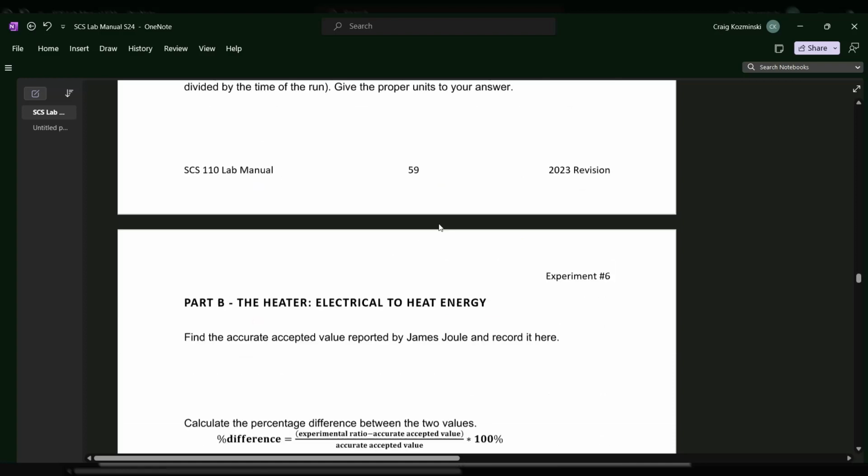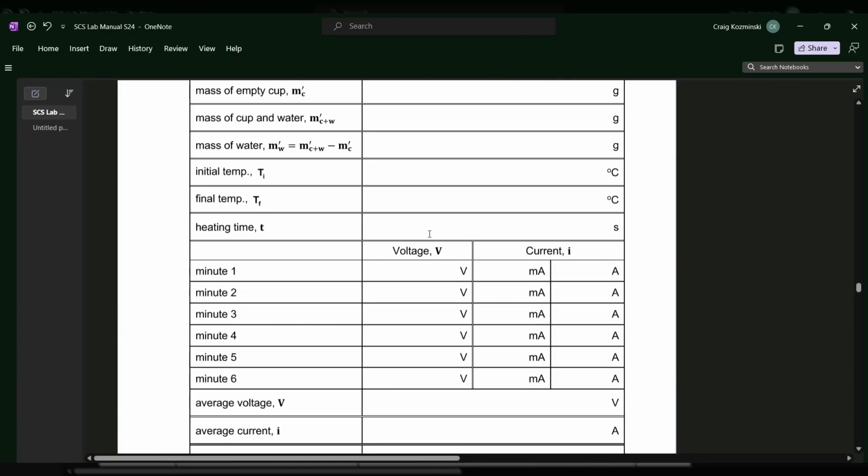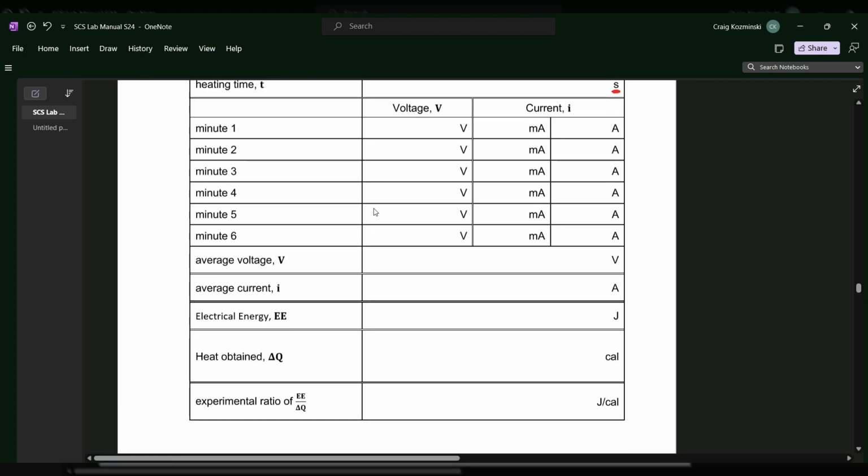Again, we'll go down, we'll look at the data table for Part B. So again, in a similar fashion, we're going to record the mass of the empty cup, the mass of the cup and the water. This is going to allow us to calculate the mass of our water. We're going to record the initial and final temperature so that we can calculate the change in temperature. And in this instance, we're also going to record the amount of time. Now, this time is going to allow us to calculate our electrical energy.